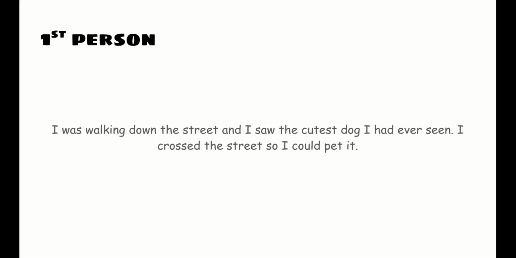So you've probably heard about grammatical person in English class before. This is basically who the narrator is talking about. So first person, you should know, is when the narrator is talking about themselves. So I was walking down the street and I saw the cutest dog I had ever seen. I crossed the street so I could pet it. This little story is in first person because the narrator is talking about themselves.